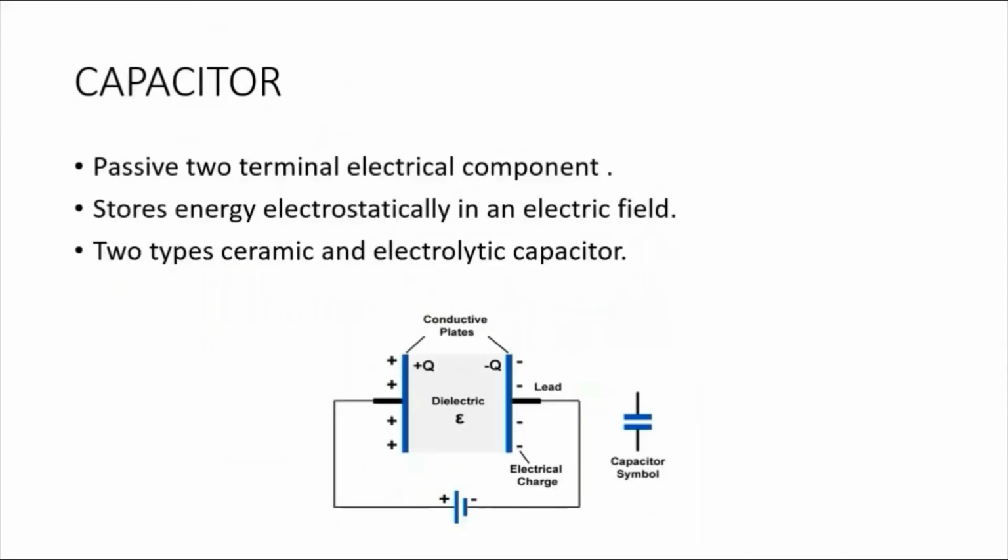Next topic, capacitors. Capacitor is a passive two-terminal electrical component. It stores energy electrostatically in an electric field form. Generally it is of two types: ceramic and electrolytic capacitors. Here there are two conductive plates, and between them there is a dielectric medium. This is the symbol of a capacitor.